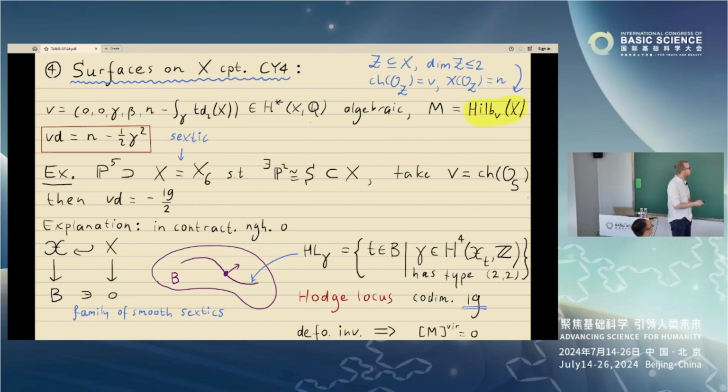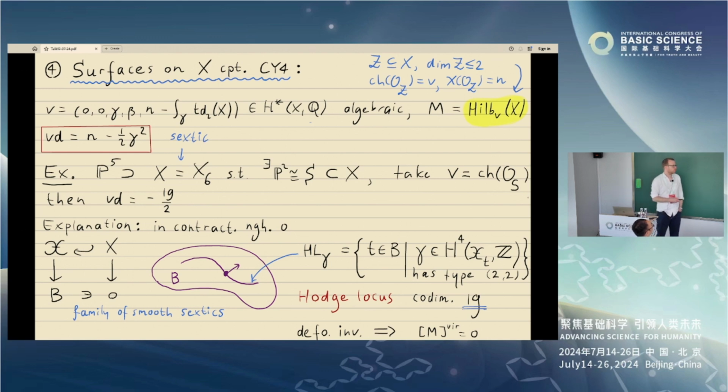All right, next we move on to surfaces on a compact Calabi-Yau fourfold X. Now we fix a Chern character (0,0,γ,β,n), where γ is a surface class, β a curve class, and n a point class, if you like. I also put a shift here for convenience. We fix such an algebraic class, and we look at the Hilbert scheme parameterizing points, curves, and now also surfaces on X. More formally, closed subschemes Z in X of dimension at most 2, where the Chern character of O_Z is v. By this shift, this implies that the holomorphic Euler characteristic of O_Z is n. And now you find that the virtual dimension does actually depend on the surface class: it's n − ½ γ·γ, the self-intersection of γ.